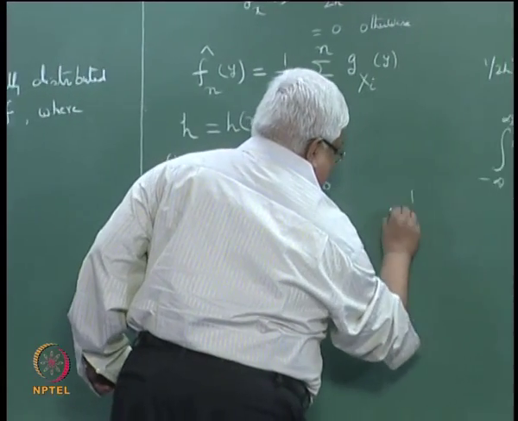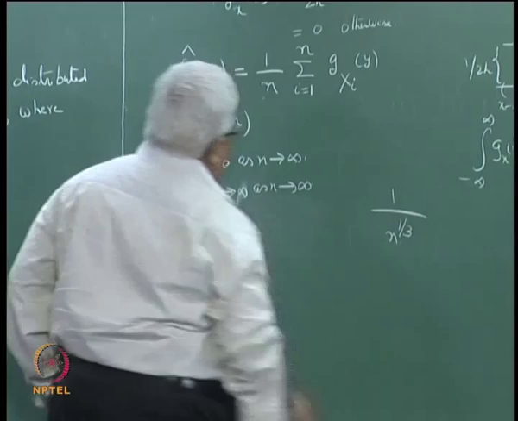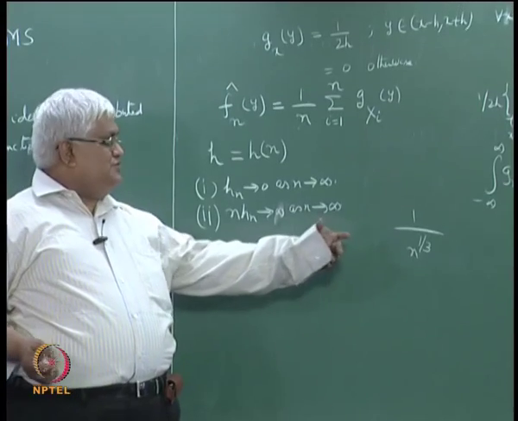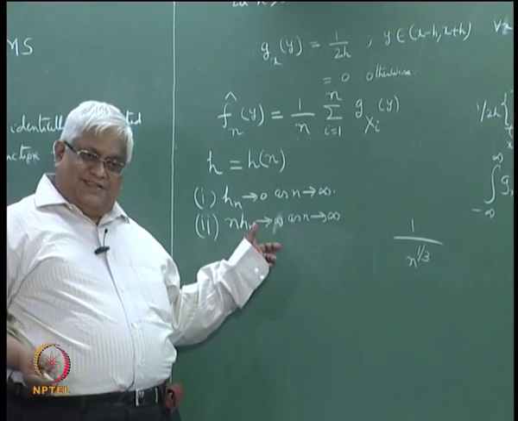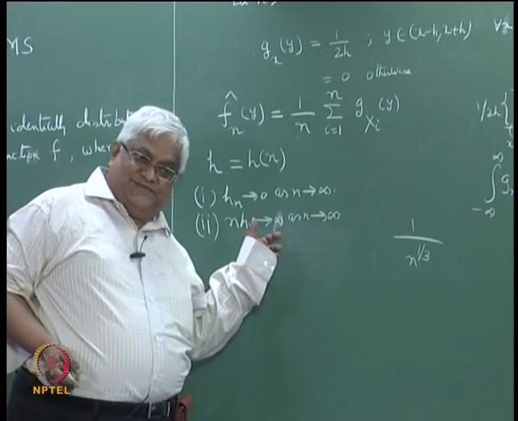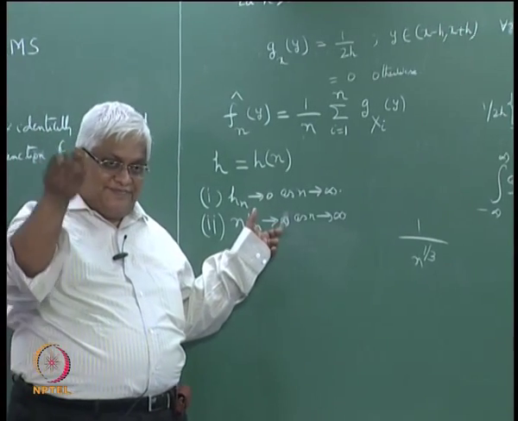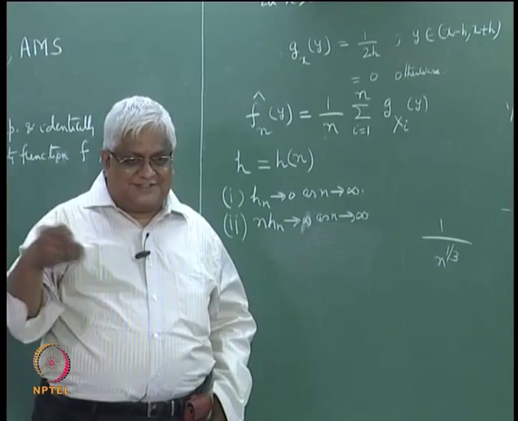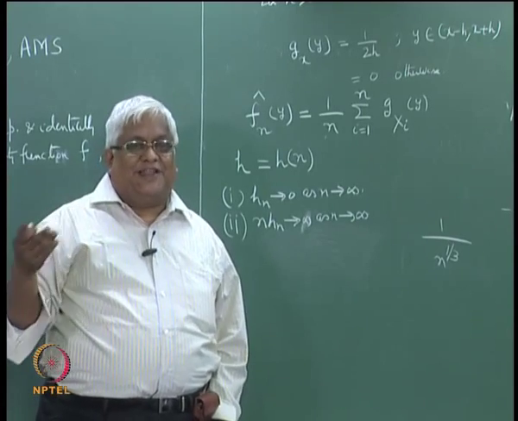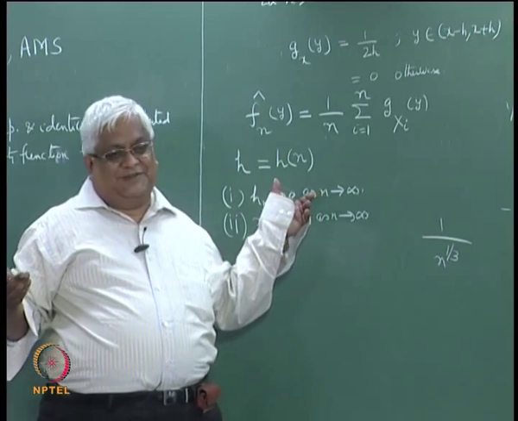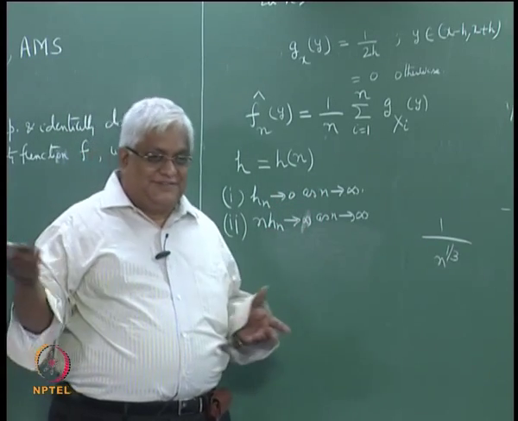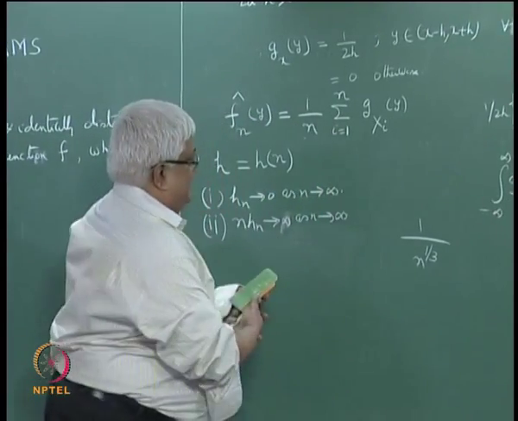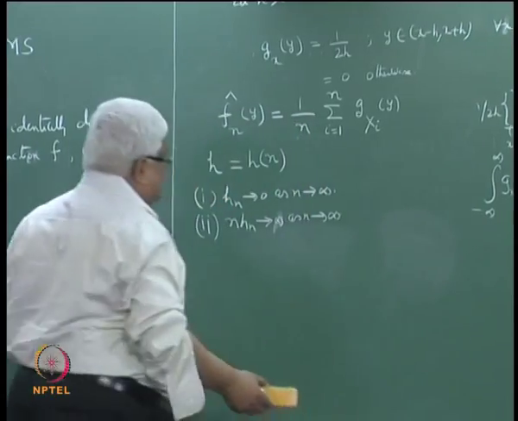One sequence: let us look at 1 by n to the power of 1 by 3. It goes to 0 as n goes to infinity, but n times Hn goes to infinity as n goes to infinity. Another is 1 by log n. You are computer scientists, we like to look at log n's. 1 by log n goes to 0, but n times 1 by log n goes to infinity, right. So there are many sequences which satisfy these two conditions.